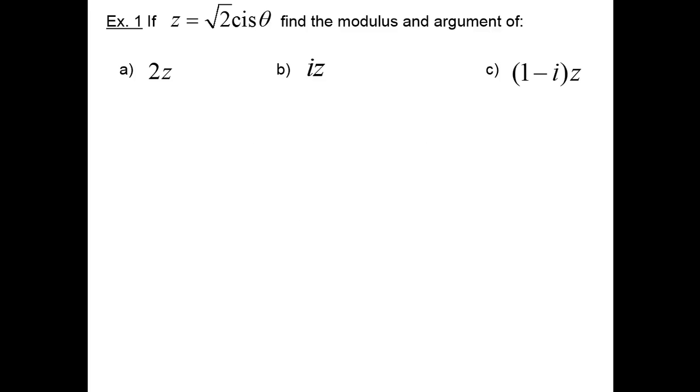All right, so what are we going to use this for? Let's suppose z is equal to the square root of 2 cis theta. So notice this is in polar form. And I want you to find the modulus and the argument of 2z. So 2 is a constant, so we're just going to write that as 2 square root of 2 cis theta. And that's pretty easy to see. The modulus is just going to be the 2 radical 2. And the argument is just theta.